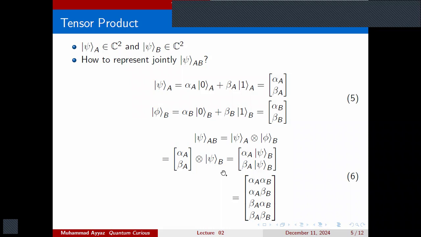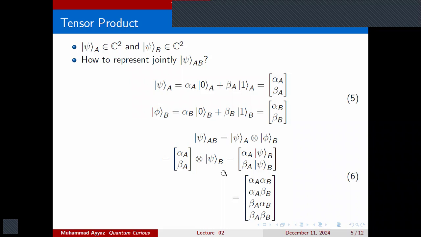Sorry, it should be phi rather than psi. It is a typo mistake. So we could write the tensor product in that form, and it is just a multiplication of these two vectors.